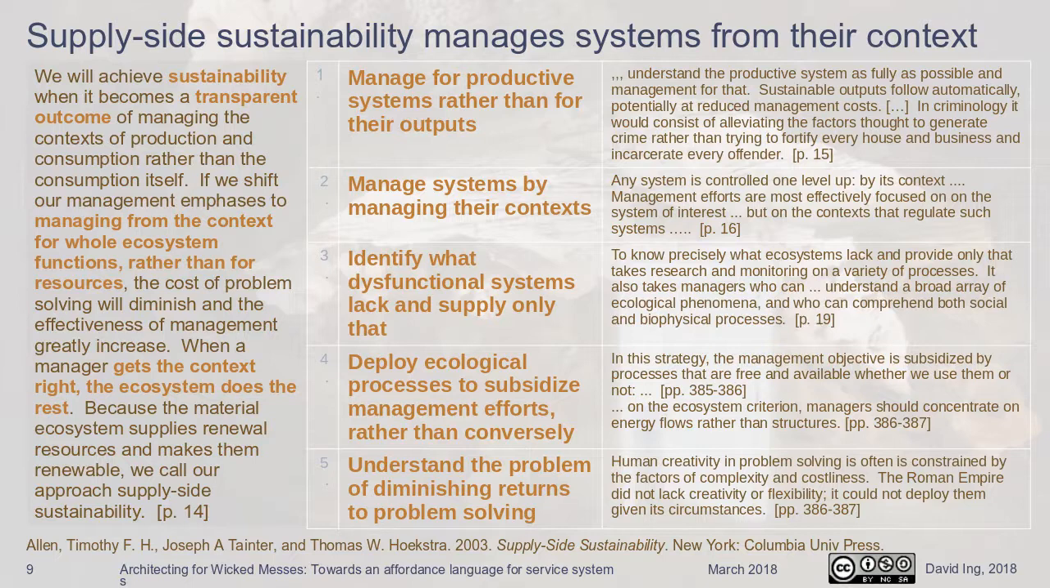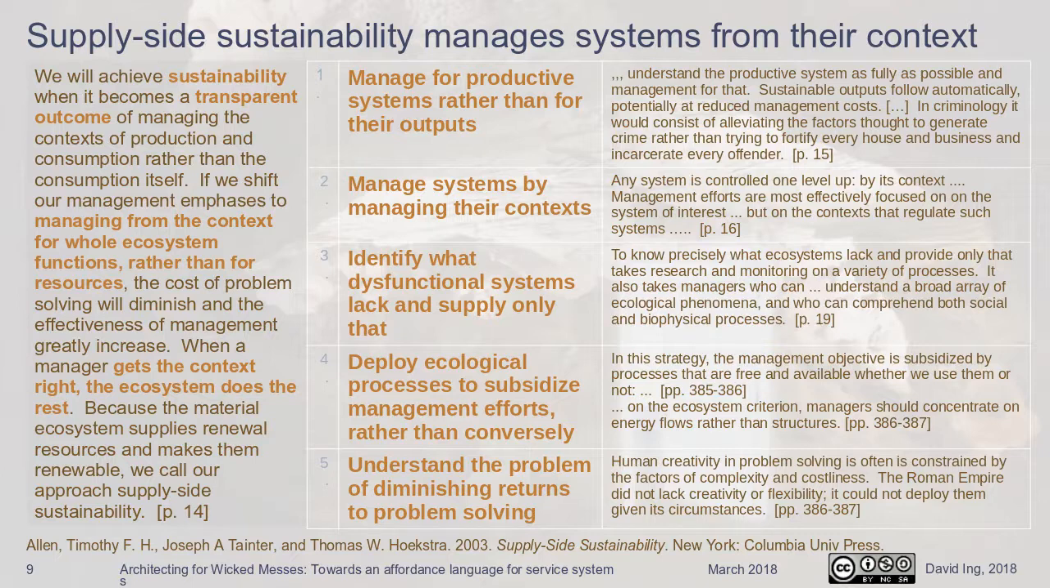Managing a system by context, and the context is a containing whole. I'll come back to that in a moment. Number three, identify what dysfunctional systems lack and supply only that. So is it possible to have systems that design themselves or take care of themselves, as part of their nature to be self-repairing? Deploy ecological processes to subsidize management efforts rather than conversely. And so in this case, you're using what is available in nature already. Now, when I say nature, I don't just mean ecology. It could also be human nature.